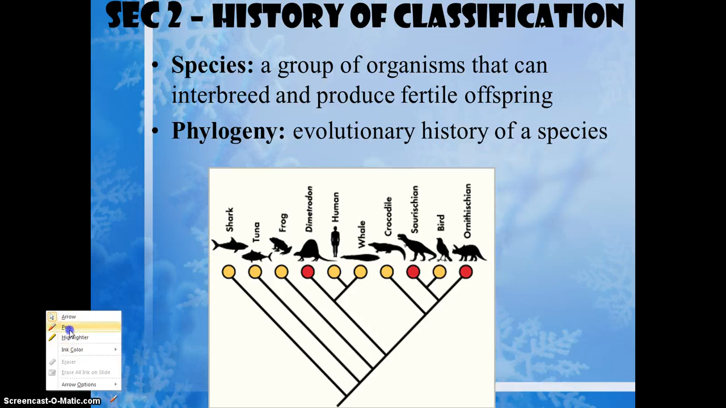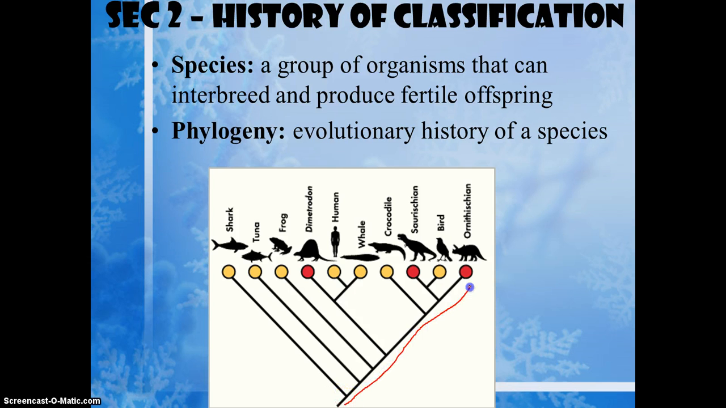Let me get my pen here. Okay. This is the main evolutionary line right here, with branches coming off to indicate when each of these different types of animals had evolved or developed. So if you look at this, this is our main branch, what came first? That's right, sharks did, then tuna, then frogs, so on and so forth.